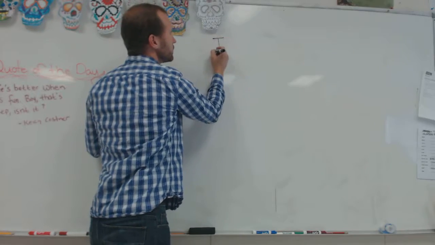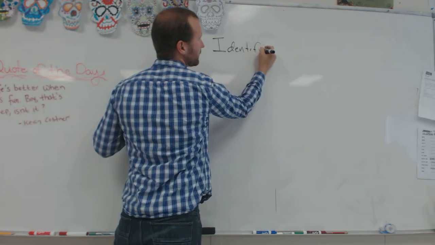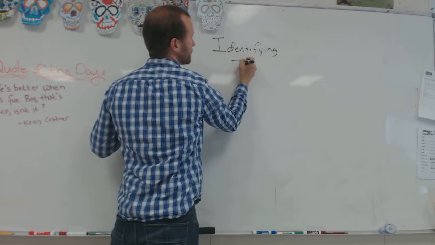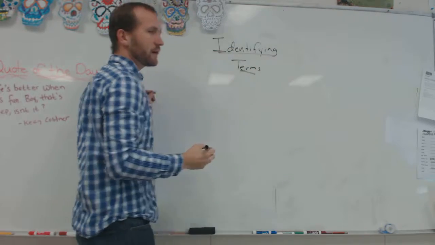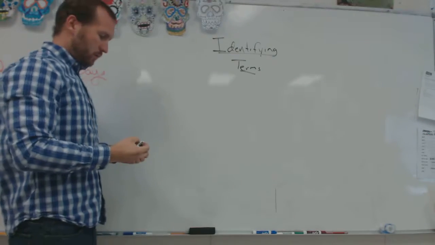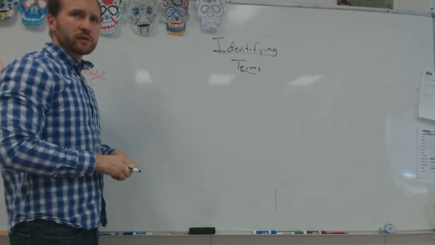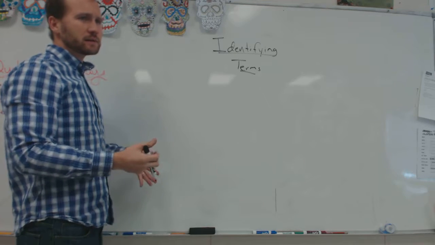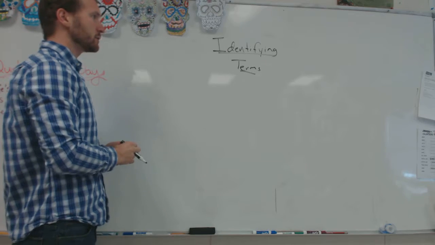Today we're going to practice identifying terms. We have learned about combining like terms and the distributive property. And what I'm noticing is sometimes it's tricky to identify the different terms in an algebraic expression.